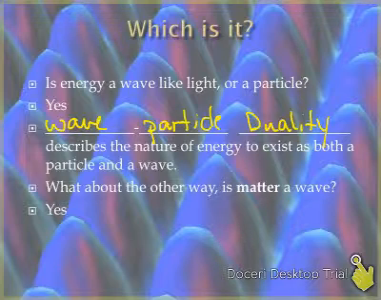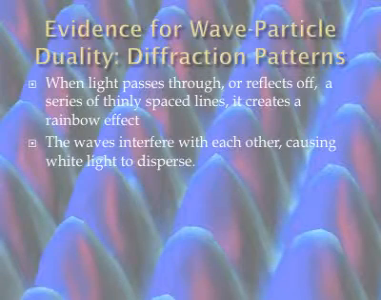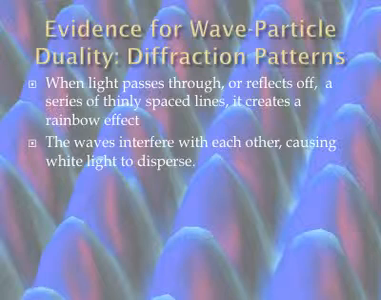All right, so how do we know about these wave particles? Well, basically, we can see the evidence. When light passes through or reflects off a series of thinly spaced lines, it creates a rainbow effect. So this is how we can see light. We can see the rainbow. We can see the reflection. It's going through a prism, right? So we can see that light, so that's not so hard. However, we saw the whole spectrum. The visible part of the spectrum was very, very tiny, correct? So we can see that part, so that's easy for us to study. So how in the world do we study the waves we can't see?